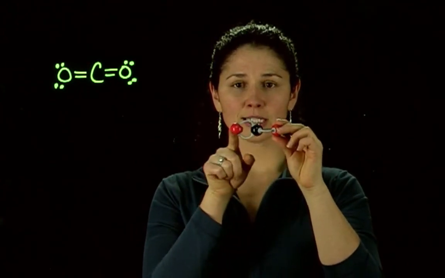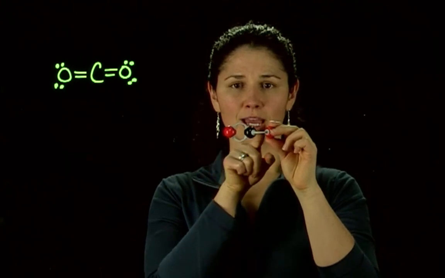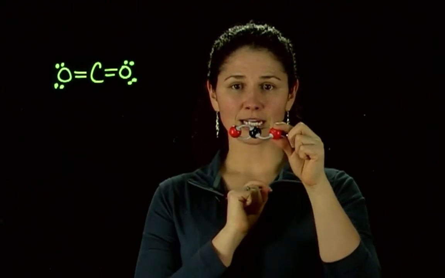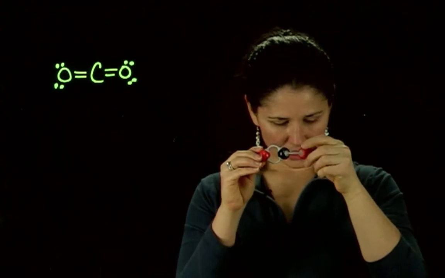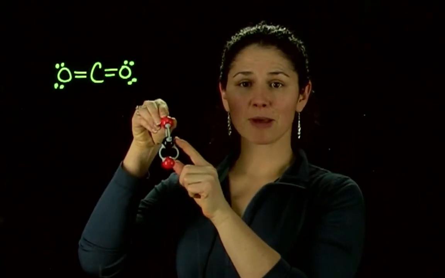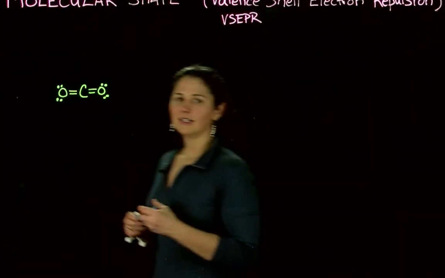You can see that the bond angle here between this oxygen and this oxygen is 180 degrees. So this is a linear molecule with a 180-degree bond angle with respect to the central carbon.